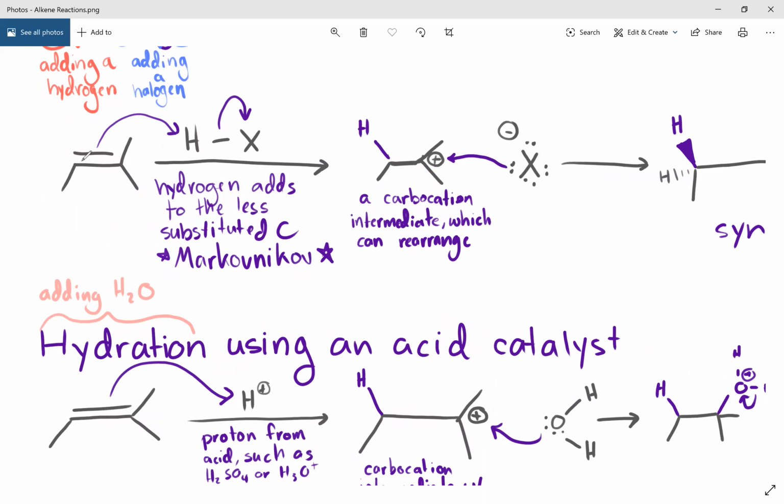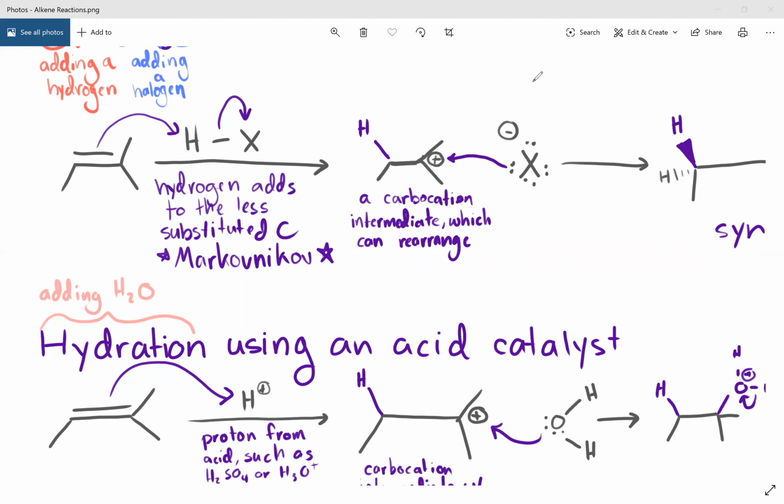Because again, we want to make a more stable carbocation, and the more substituents that carbocation has, the more stable it is. So in this case, we have a secondary carbon versus a tertiary carbon. So the hydrogen adds to that secondary carbon, and the carbocation, the positive charge, ends up on the tertiary carbon.